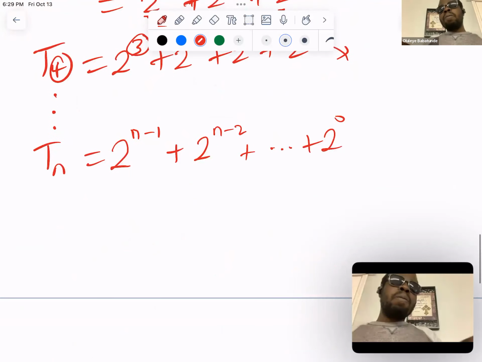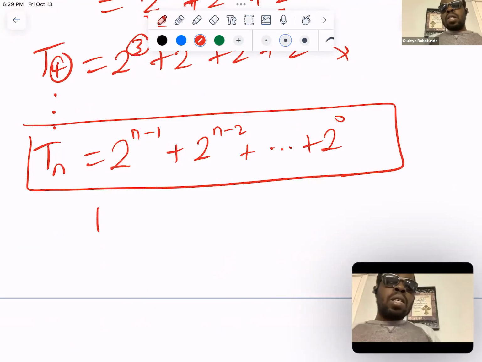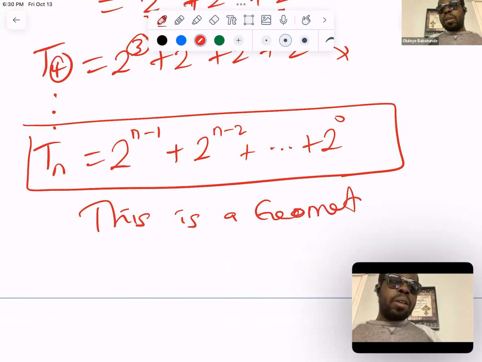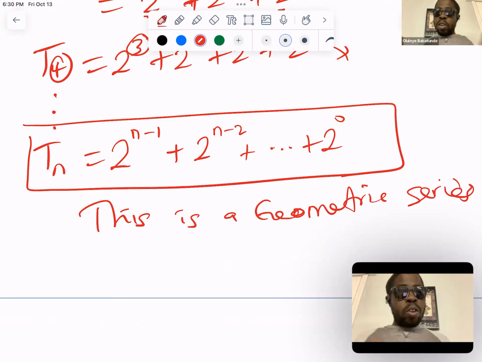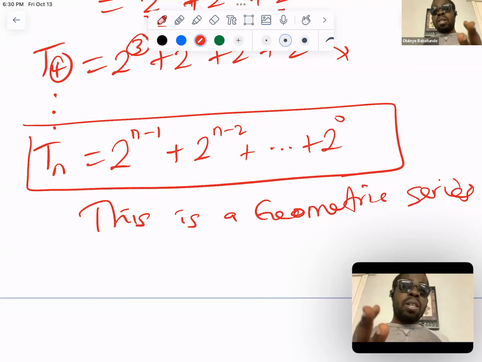Okay? Now, this is a geometric series. A series is when you add a sequence together. A series involves the use of a plus sign. 2 plus 4 plus 5 plus 6 is a series. So this is a geometric series.